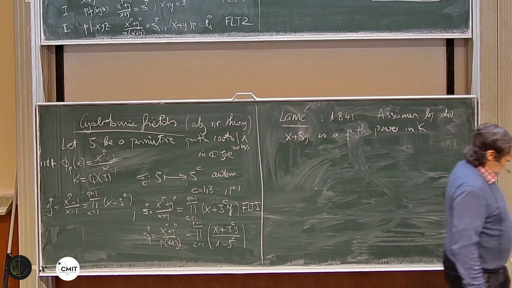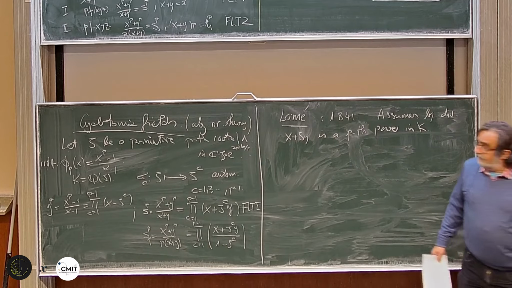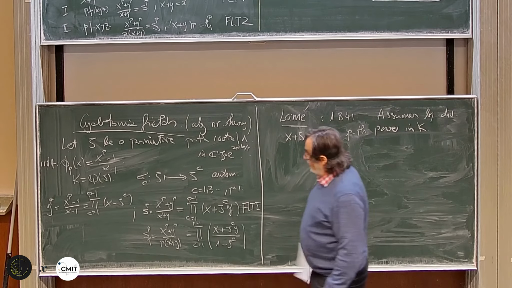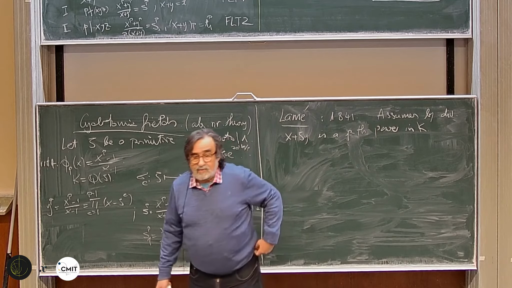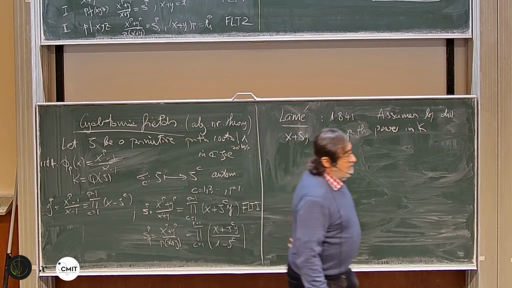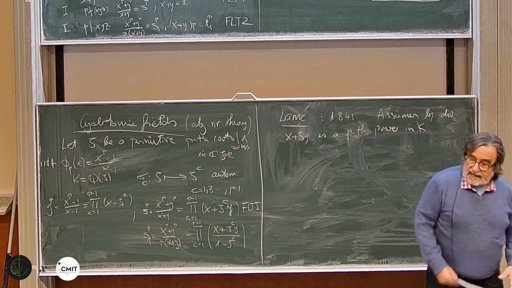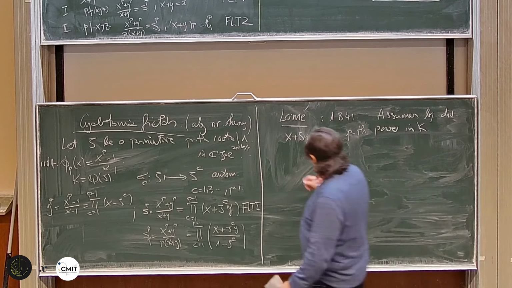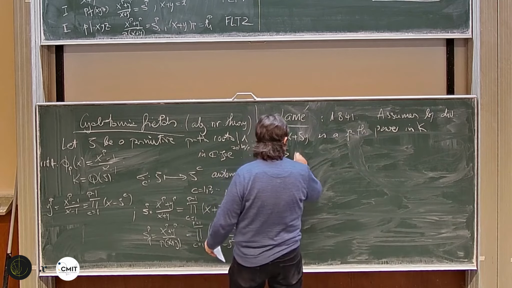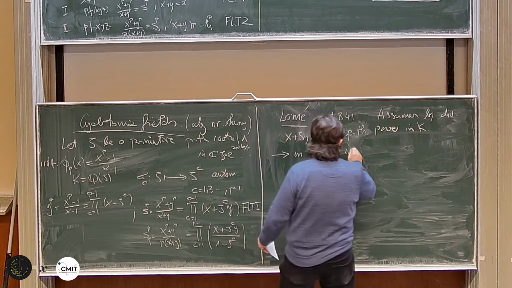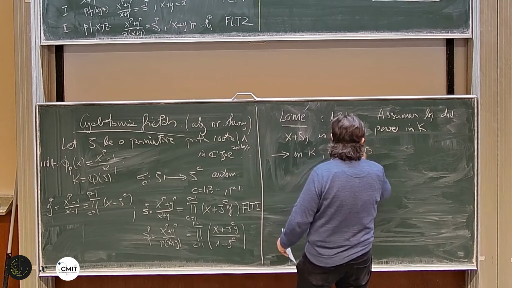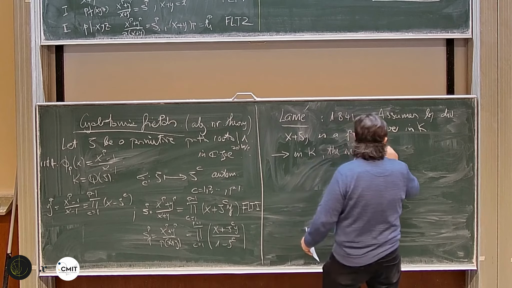So the assumption that these factors are co-prime as numbers was wrong, because what happens here is that the integers do not have unique factorization.